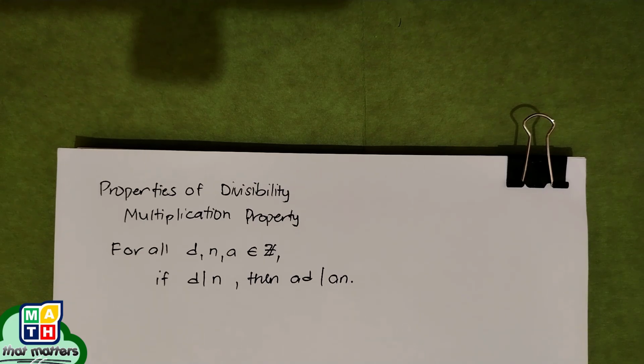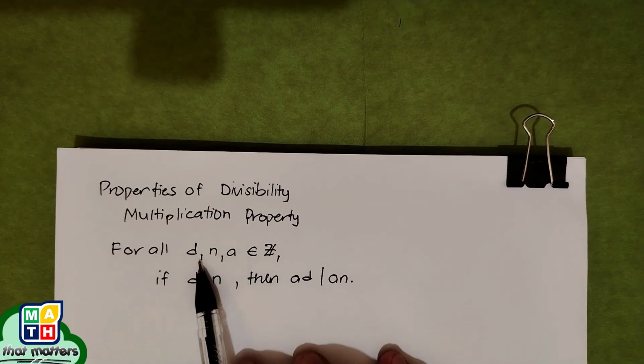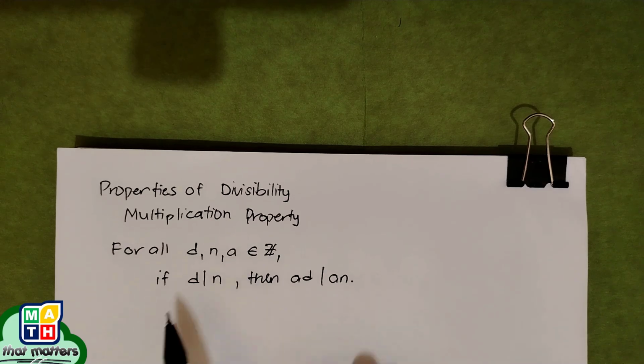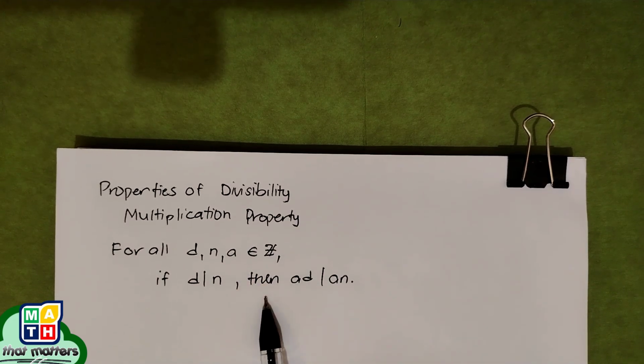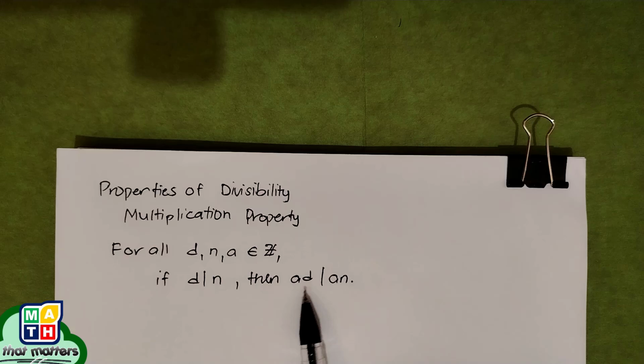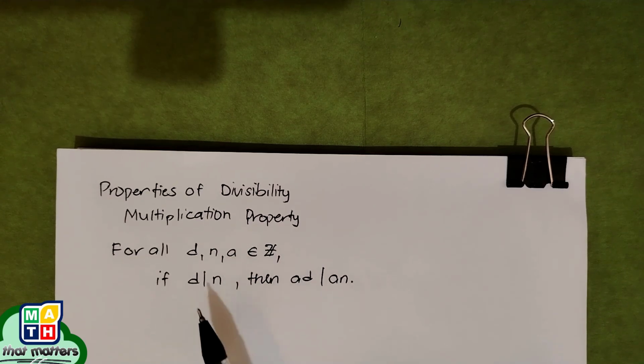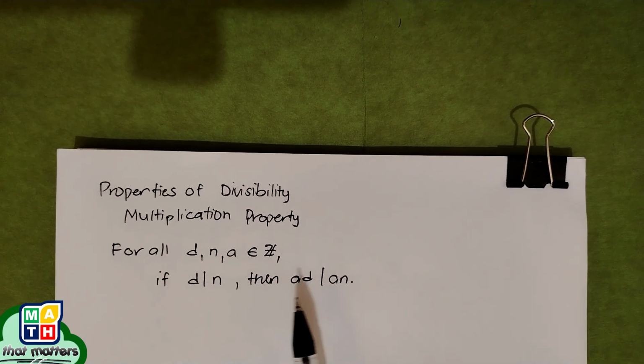We have here the multiplication property as one of the properties of divisibility. This tells us that for all integers d and a, if d divides n, then the product ad divides an. It's called the multiplication property because if you multiply the same constant to both d and n, it doesn't change the relationship of d and n.